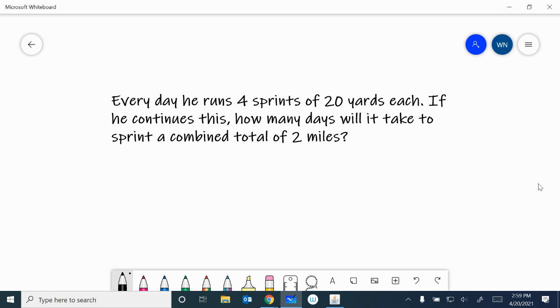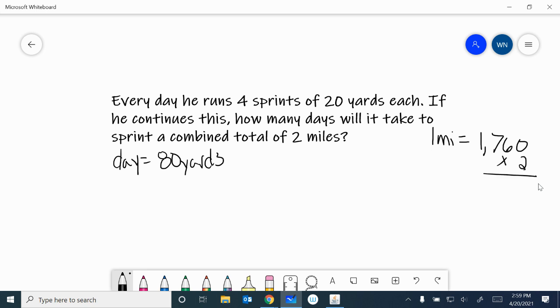So if each day he runs 4 sprints of 20 yards each, that means each day he runs 80 yards. Sounds good so far? Let's remember that 1 mile equals 1,760 yards. So let's go ahead and multiply that by 2 to figure out how long 2 miles is. So we've got 3,520 yards for 2 miles.